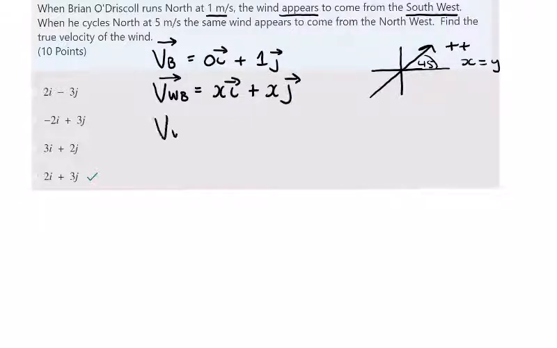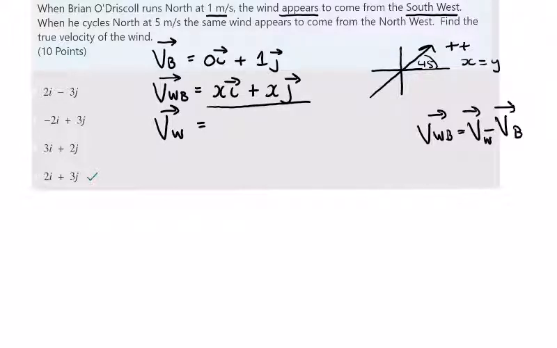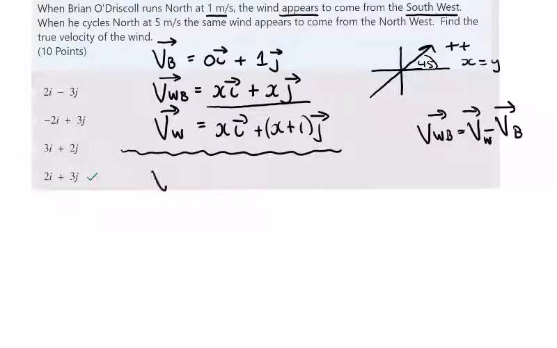So the velocity of the wind, in this case, is going to be the other two added together, because the velocity of the wind relative to the buoy is equal to the velocity of the wind minus the velocity of the buoy. So bring the buoy back to the left and we'll get the two added together. So x plus 0, x in the i direction, plus x plus 1 in the j direction. That's scenario 1. Scenario 2, Brian has decided to cycle.